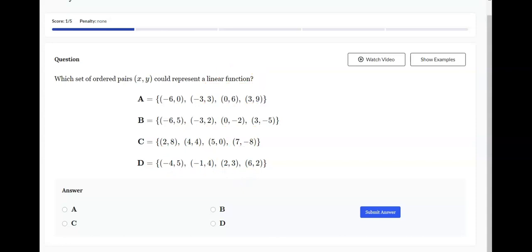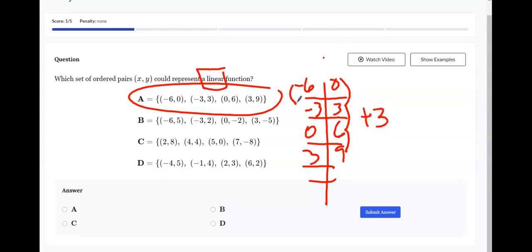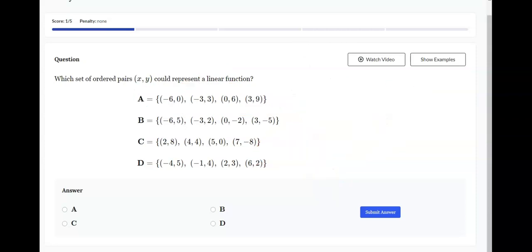The next thing we're looking for is for it to be linear, for the pattern to be the same. So this right here is kind of like having a table. -6, 0, -3, 3, 0, 6, 3, 9. So I'm looking at that pattern, +3, +3, +3, +3, +3, +3. So this does have a constant pattern.